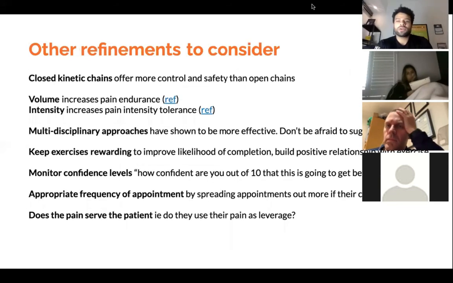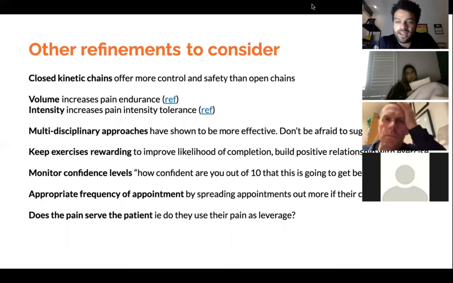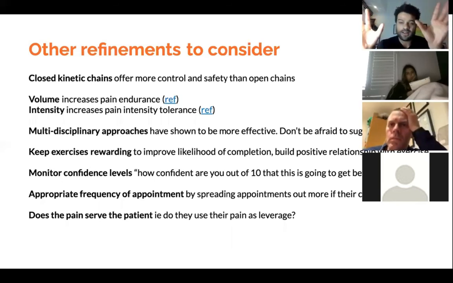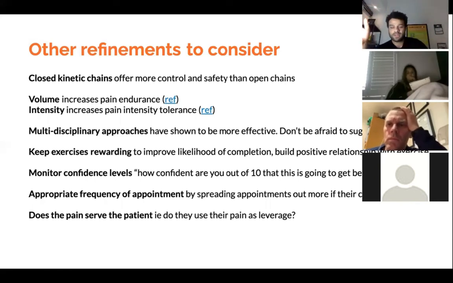Other refinements to consider. Closed kinetic chains, i.e. when the applicator is fixed. So the closed kinetic chain would be a push-up. Open kinetic chain would be a bench press. Closed kinetic chain would be, say, something that looks like a handstand, and an open kinetic chain would be an overhead press. Whenever the applicator is fixed, it's a closed kinetic chain.